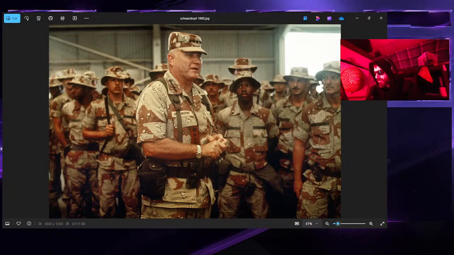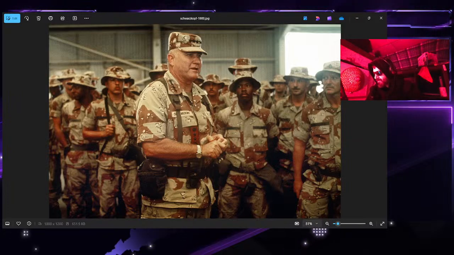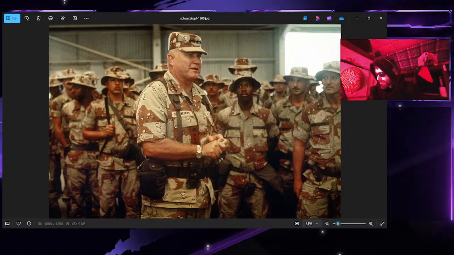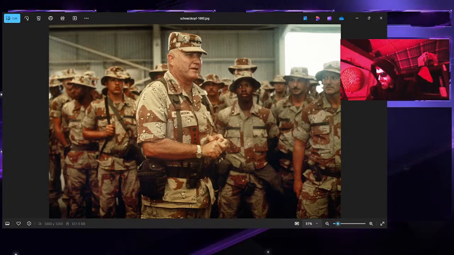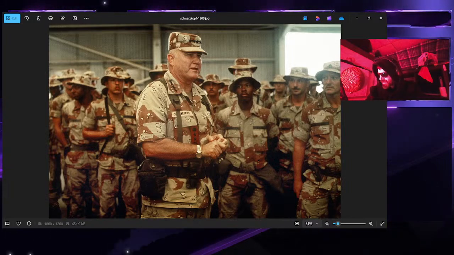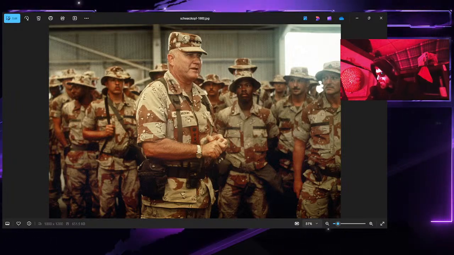U.S. Army General Norman Schwarzkopf Jr. was designated to be the commander of the coalition forces in the Persian Gulf area. The Soviet Union condemned Baghdad's aggression against Kuwait, but did not support the United States and Allied intervention in Iraq, and tried to avert it.